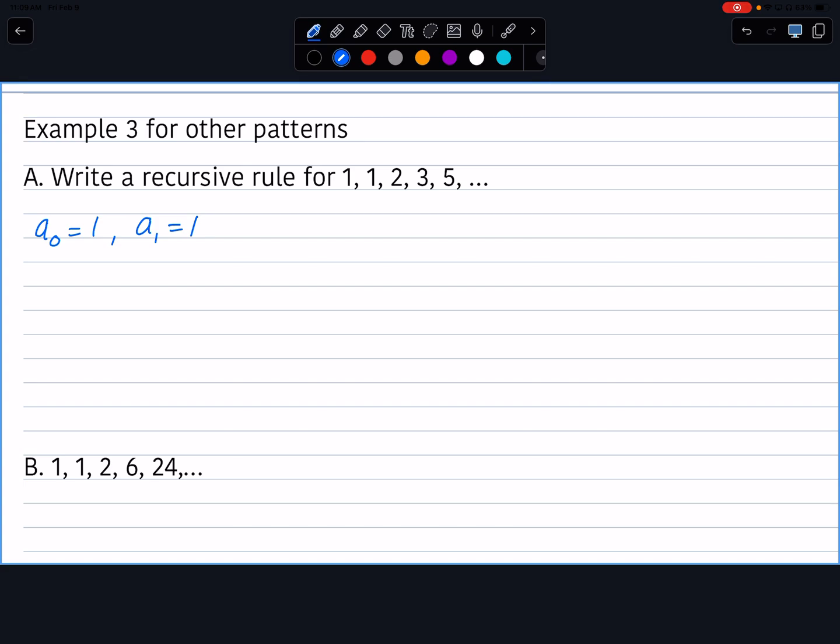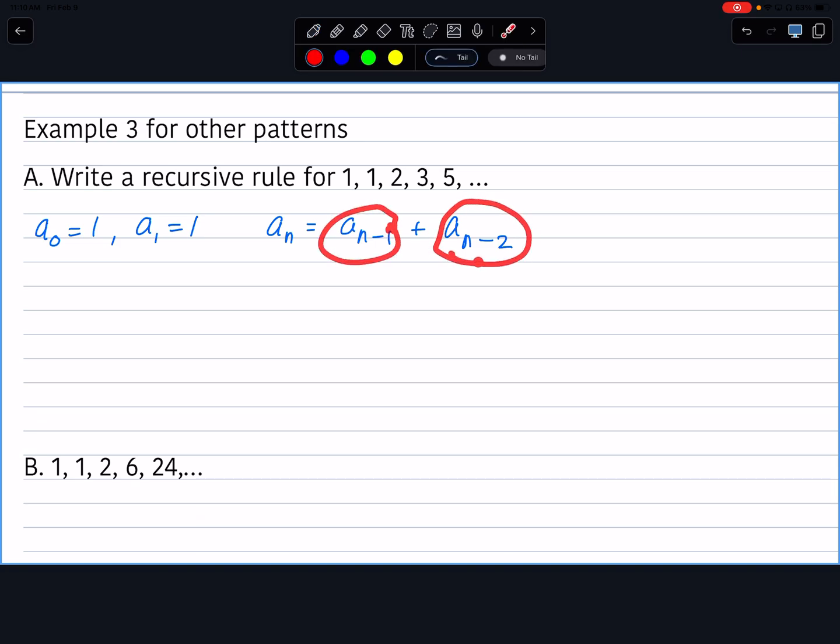So now that I have those two terms, in order to find the next term in the sequence, I'm going to take the previous term and add it to its previous term, which we designate as a to the n minus 2, right? If this is the previous term, then this has to be the one that came before it. Any questions on that?